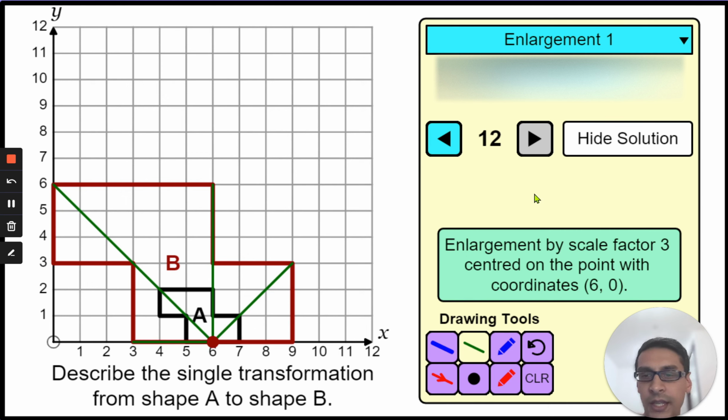So those are the examples for the last part of enlargement 1. We're going to follow in with enlargement 2, which is where we look at scale factors which are fractions, and also scale factors which might be negatives. So I'll see you in that video.